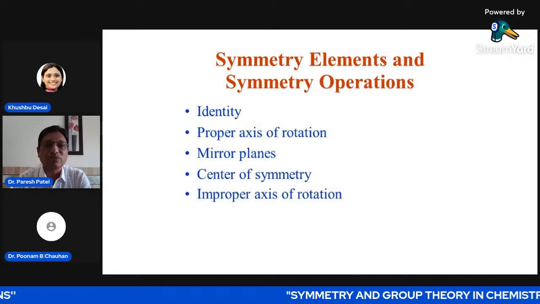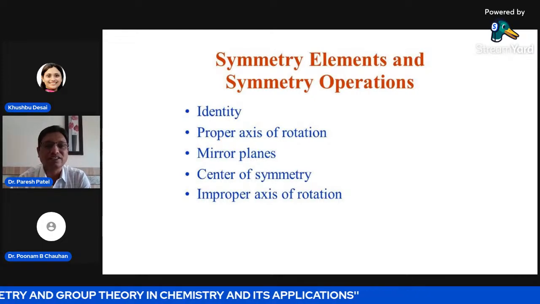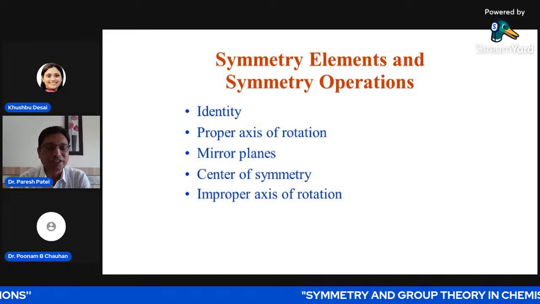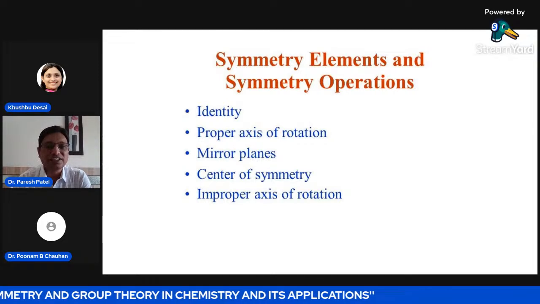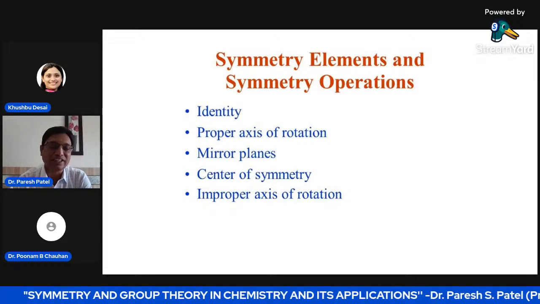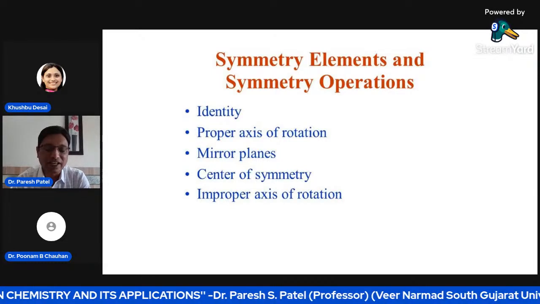The next one is symmetry elements: plane, line, or point. These are known as symmetry elements, and the process carried out on them to get the equivalent orientation position is known as symmetry operations. Now, the symmetry elements, identity, proper axis of rotation, mirror planes, center of symmetry, improper axis of rotation, and their related symmetry operations are the most important in molecular symmetry. Next, please.